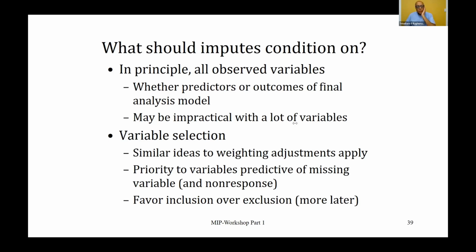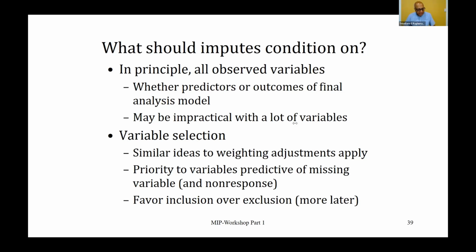Now, let me answer that question. Suppose you have an outcome variable y, and that's the only thing that's missing, and you have covariates that are all completely observed, right? Then, if it's missing at random, there is no benefit in imputing the outcome variable, right?